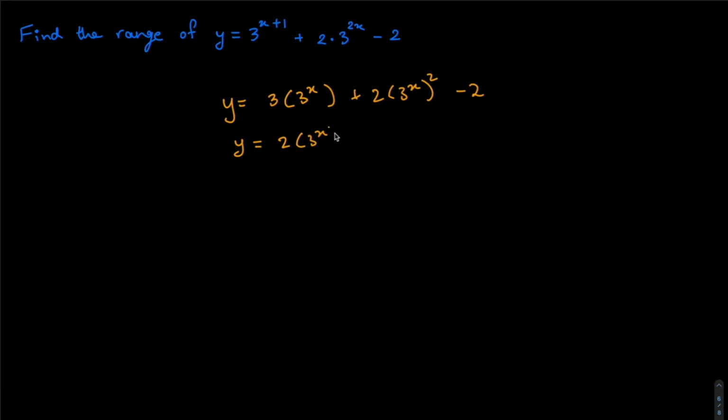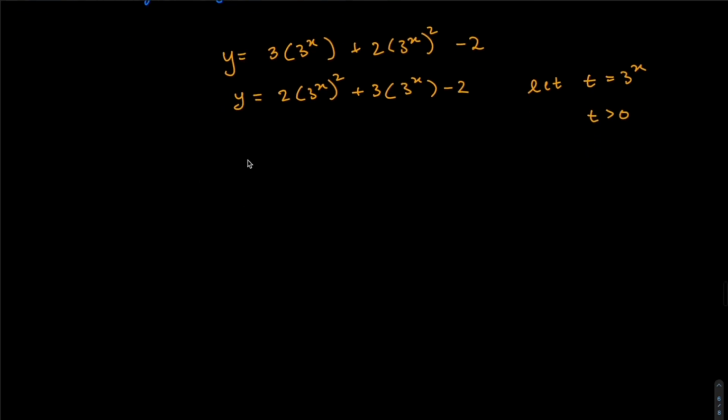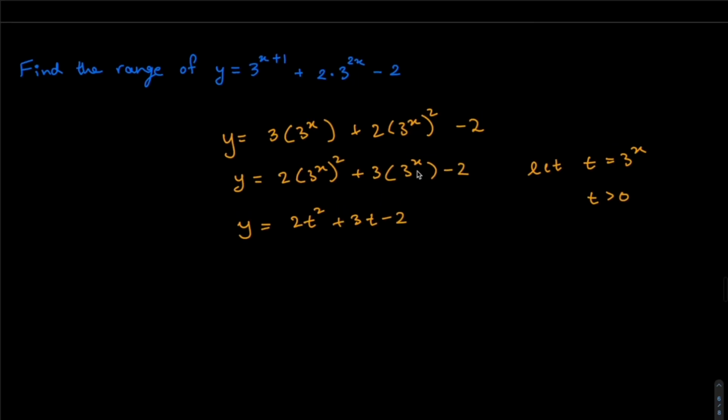So I'm going to rearrange this again. 2 times 3^x squared plus 3 times 3^x minus 2. Now I'm going to make a substitution here. I'm going to let t equal 3^x, with the condition that t must be greater than 0, right? It's an exponential curve. t has to be greater than 0 because log of 0 does not exist. So thus, t must be greater than 0. All right. So now that we have settled that, let's make the substitution. So we're going to have y equal to 2t squared plus 3t minus 2. Now we have to find the range of it.